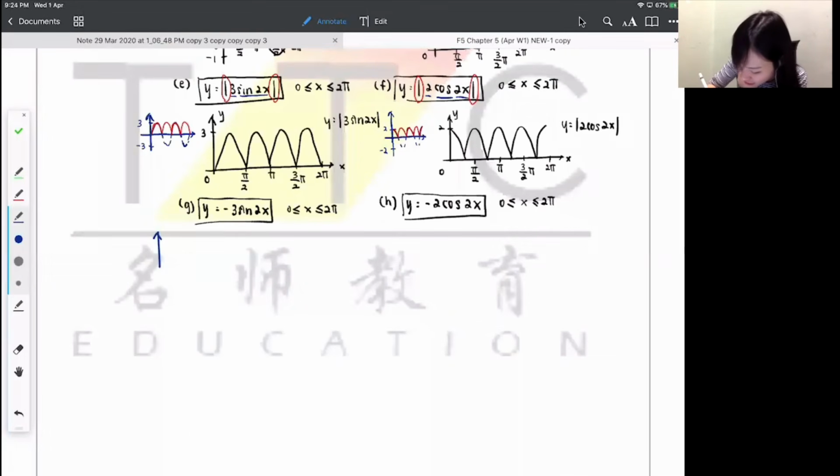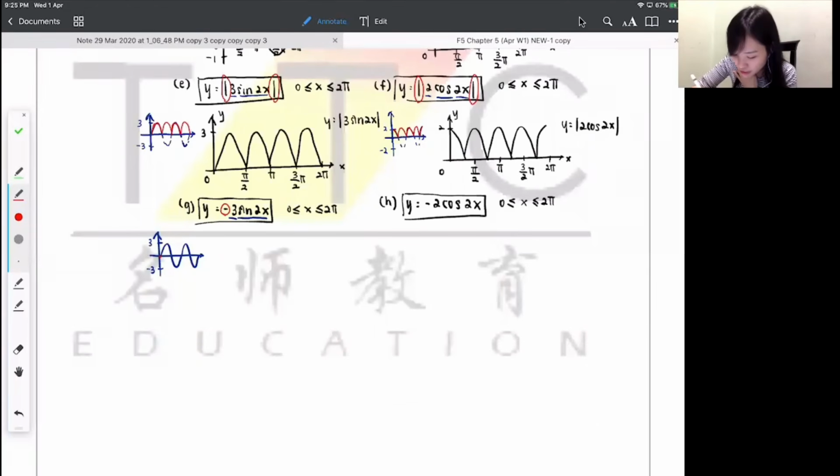Look at G. Let me draw it out for you guys. Again, this one is sine 2x. The sine graph is in an S shape. Sine 2x draws two sine graphs, 1, 2. Then there's a 3 in front. What does this 3 in front mean? It means the height, 3 to negative 3. Remember again? So is it done? No, because this time there's a negative in front. So it's not modulus, yeah? It's negative. Negative means the whole thing is flipped upside down.